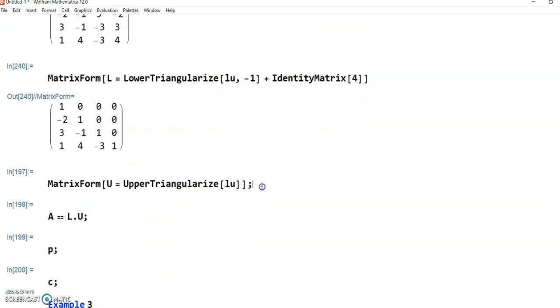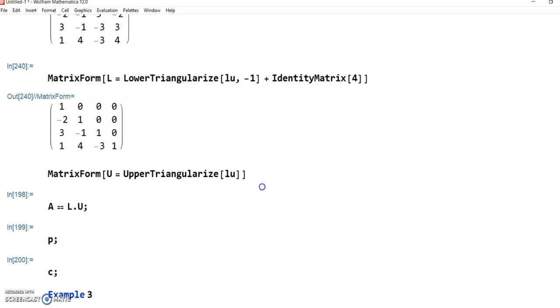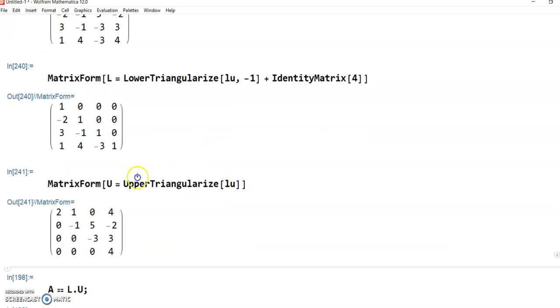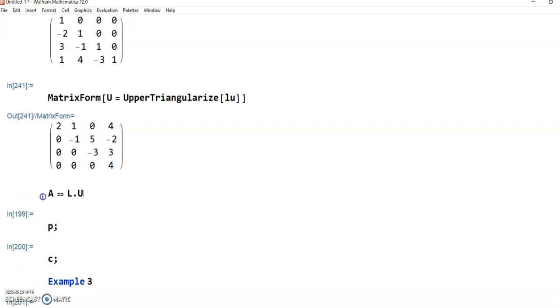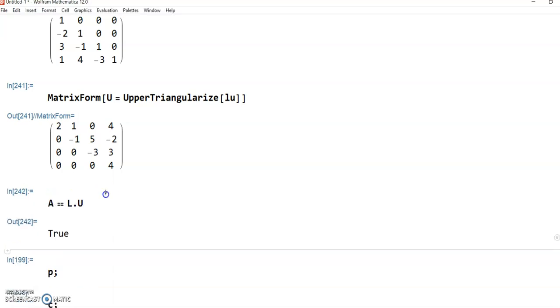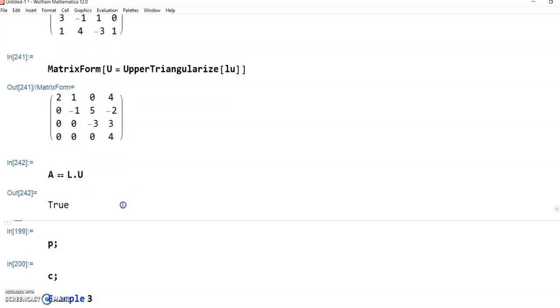And then the upper triangular matrix is simply given by the upper triangularize command for LU. So this will be the upper triangular matrix. And if we want to verify whether it's correct, we can just apply this equation again, because we already know that A was that matrix, and L and U were the other matrices. And then just to check it, the answer will be true.